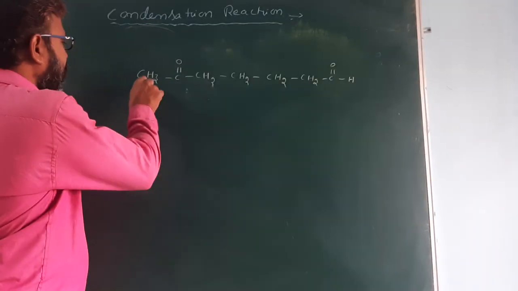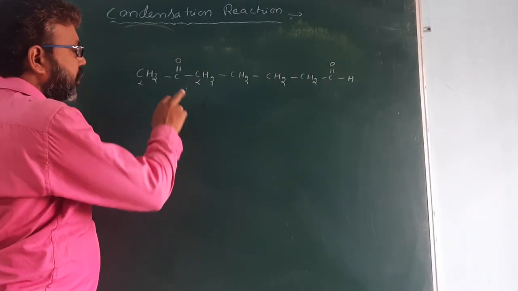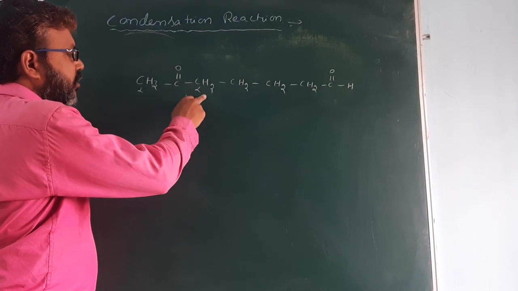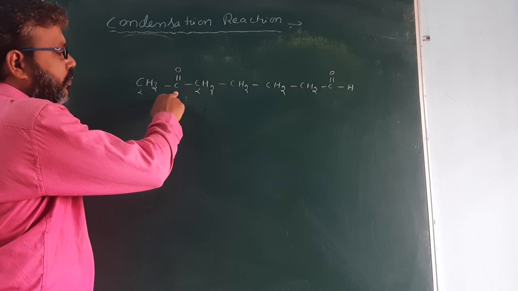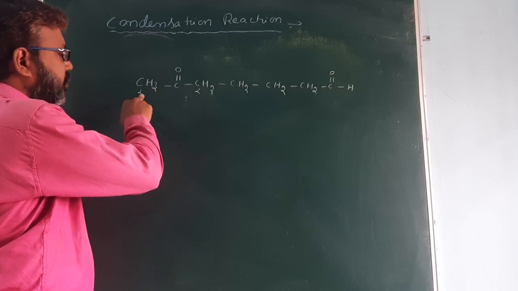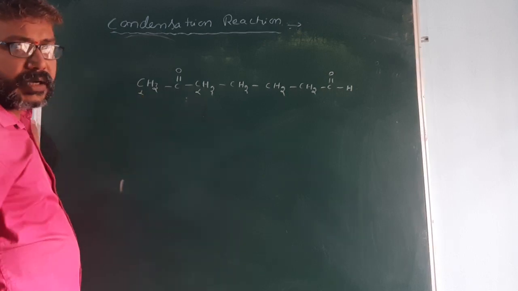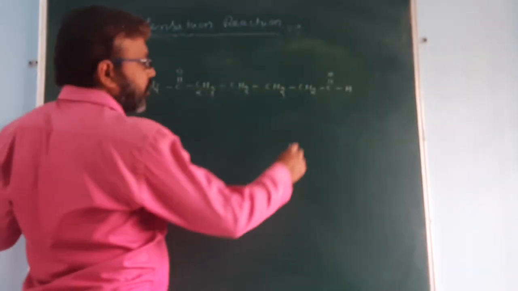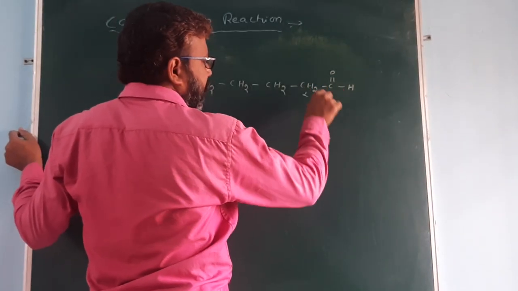In this reaction, it is the alpha carbon. The carbon adjacent to the functional group is called the alpha carbon. For the C double bond O functional group, the adjacent carbon is the alpha carbon. This one is also an adjacent carbon, so it is also an alpha carbon.